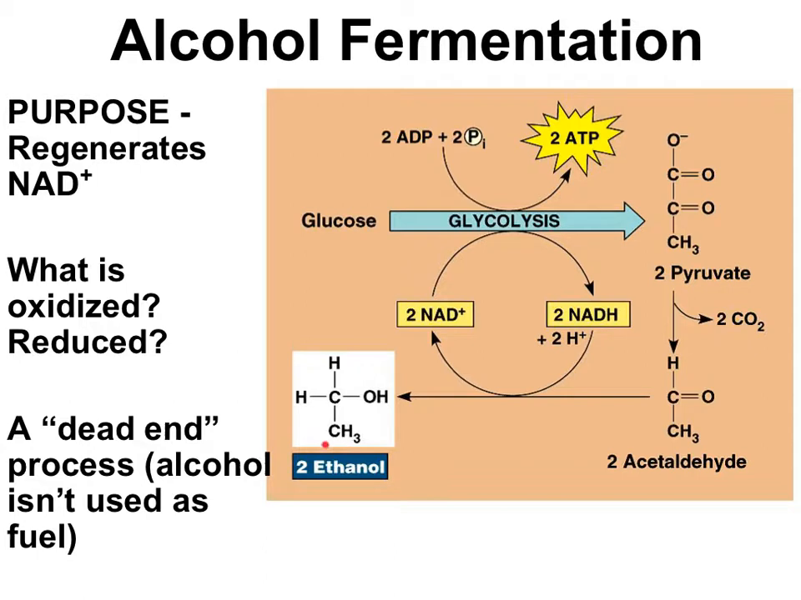Since alcohol is useless for the cell as an energy source, alcohol fermentation is sometimes referred to as a dead-end process. Since alcohol fermentation involves electron transfer, this is a perfect example of a redox reaction. In this reaction, NADH, the electron carrier, transfers those electrons to acetaldehyde. For simplicity's sake, let's think of acetaldehyde as pyruvate, and say that NADH transfers its electrons to pyruvate. So, using OIL RIG, NADH is oxidized when it loses electrons. Pyruvate is reduced when it gains those electrons from NADH.